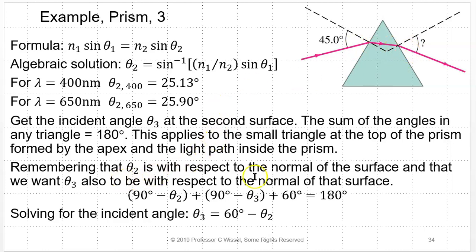We have to remember that theta 2 is with respect to the normal of the surface, but we want theta 3 to also be with respect to the normal of the surface. So we can plug that into the fact that you have three angles here that have to equal 180 degrees. This is this angle right here, this angle is this angle here, this angle is that angle there. Now we've reduced this and solved for the incident angle: theta 3 will be 60 degrees minus theta 2. We're going to need that to go from one surface to the next.